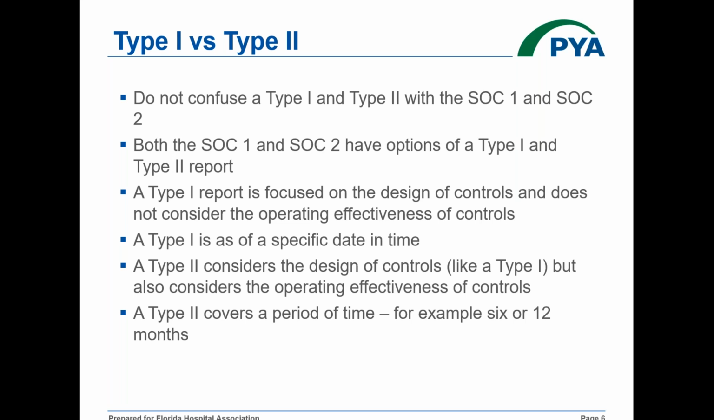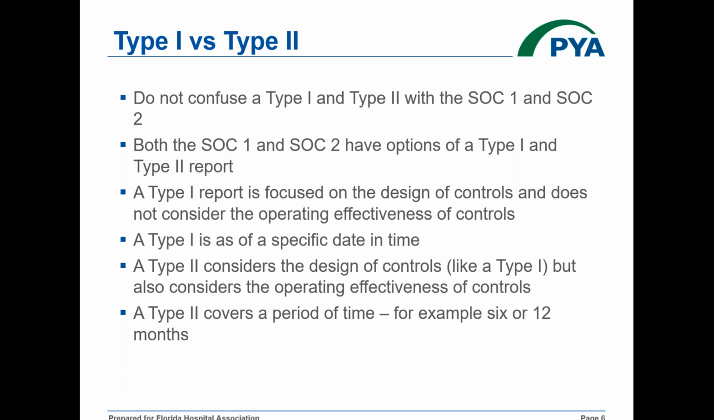Another significant difference between a Type 1 and Type 2 report is the timing of the report, the period of time covered in the report. A Type 1 report is going to be as of a point in time. So think of it as a snapshot in time, much like, for any accountants on the call, a balance sheet would be a snapshot in time. So in other words, a Type 1 SOC 2 report would be telling you that as of this particular day, the controls were designed correctly. Again, going back to our first distinction of a Type 1 report.